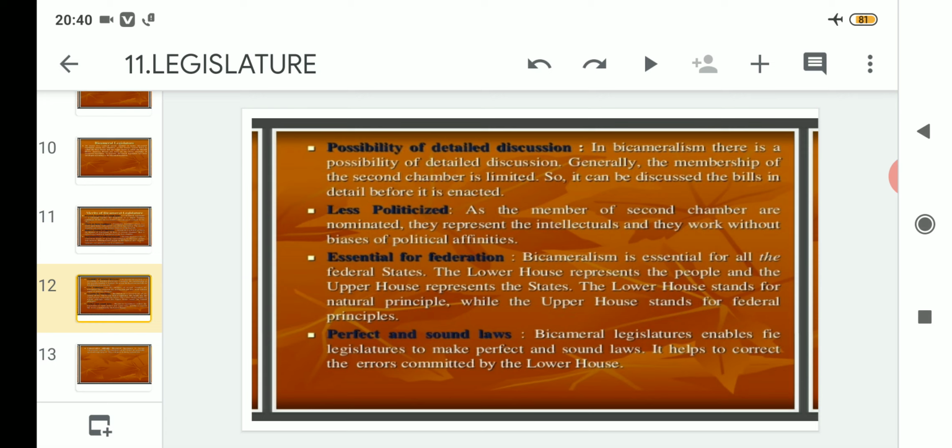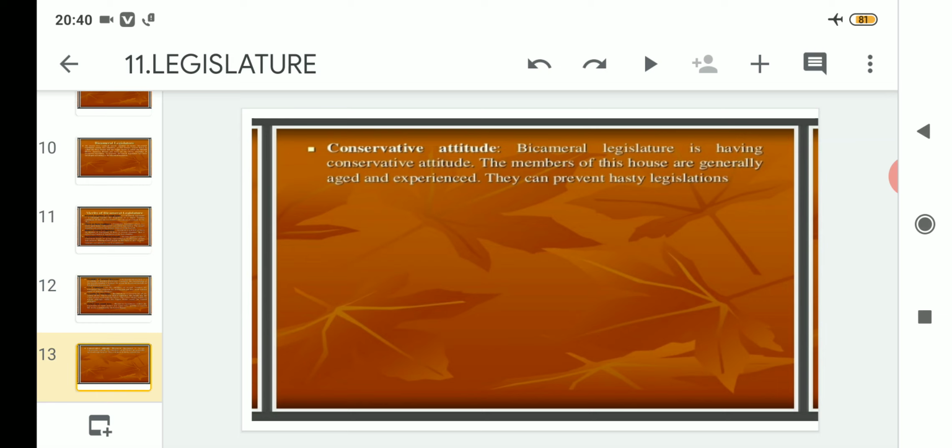Then after that, number 8 advantage was it has perfect and sound laws. That means if one house of the parliament has made a mistake, it can be rectified by the other house, and in this way it will help give a perfect and sound law which will be beneficial for the citizens of that country. And the last advantage was it has a conservative attitude. The members of this house are generally aged and, along with that, have vast experience. These two things will help prevent mistakes.